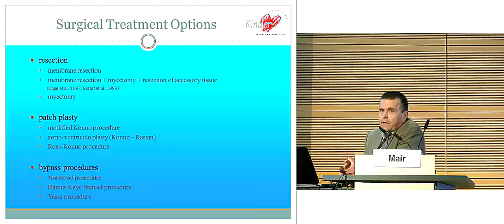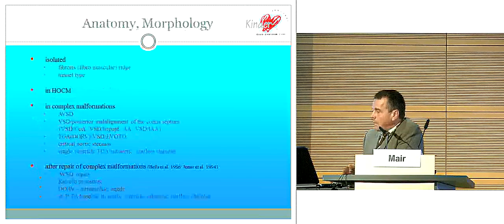And we can enlarge it with a patchplasty in a modified Konno procedure. We can do the aortoventriculoplasty, Konno-Rastan procedure. Dr. Ruszewski will talk about that. And we can do a Ross-Konno procedure. And we can do bypass procedures. We can bypass the stenosis in a Norwood procedure, Damus-Kaye-Stansel, or Yasui procedure.